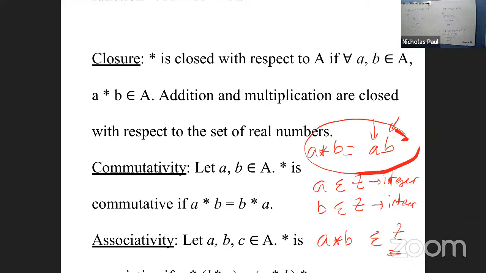All right? What do you all think about this here? What do you all think about A over B? Will A over B be closed? You just need one counter example to disprove it. Can you think of one example that will disprove that, to make it not closed?